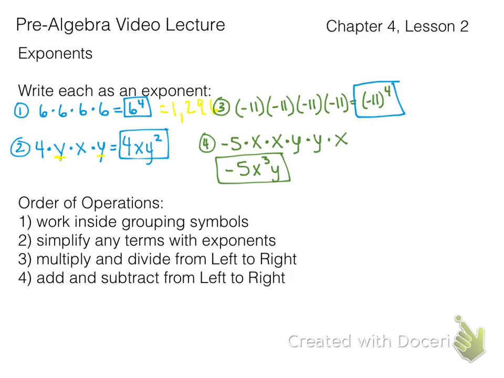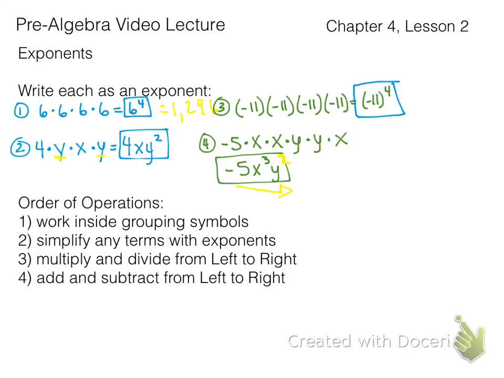And then I have negative 5 times x times y times y times x. And actually, I forgot the 2. There we go. So it's going to be negative 5 times x to the third times y to the second. And normally we put these things in alphabetical order, but it's not 100% necessary. You just need to make sure that your exponent represents the number of times that letter or number is being multiplied by itself. Okay?